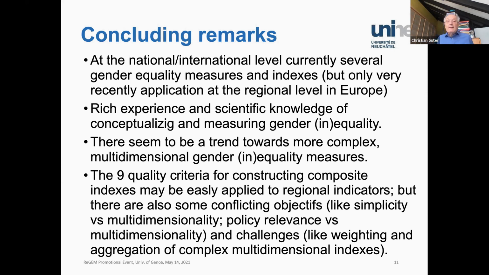The 9 quality criteria I presented for constructing these indexes may be easily applied to the regional level, but there are also some conflicting objectives. There could be a conflict between simplicity and attractiveness and multidimensionality. There could also be conflicts between policy relevance and multidimensionality. And there are challenges we have to deal with, like weighting and aggregation issues, in particular with multidimensional indexes, in order to have robust measures.